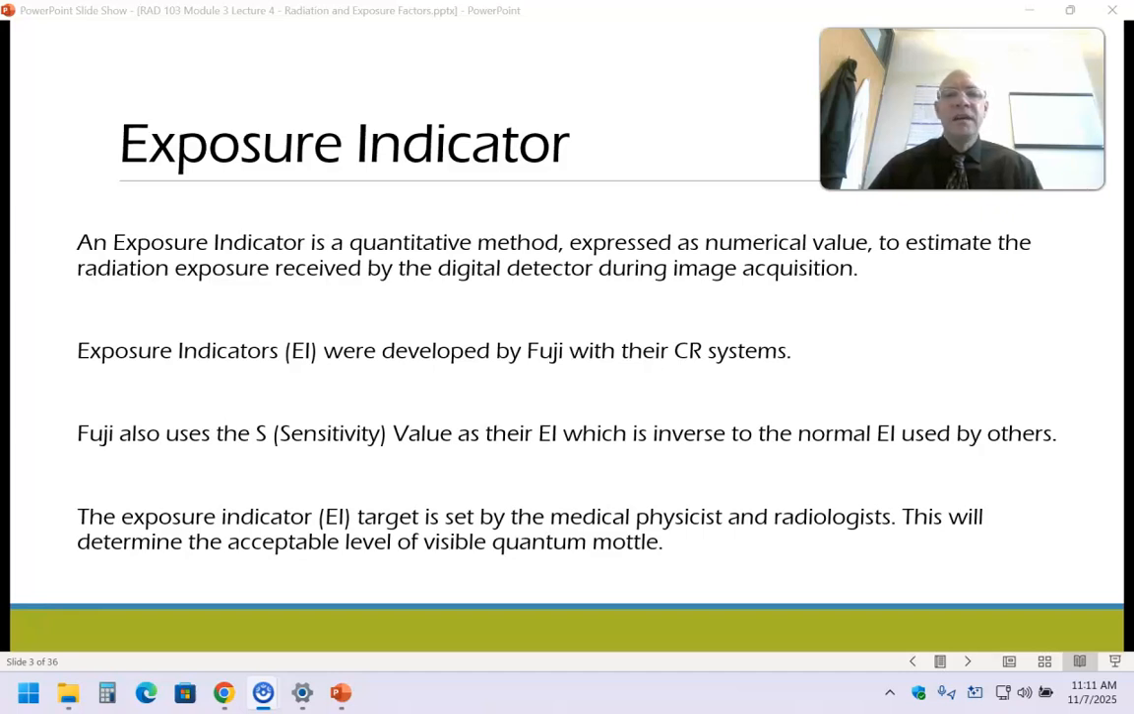I'm not sure why they decided to do that, but most exposure indicators are going to be proportional. So if it's got a high number, you have too much exposure, too much radiation hitting the board, and if you have a low number, you have not enough X-ray hitting the board. So let's talk about some other examples here.